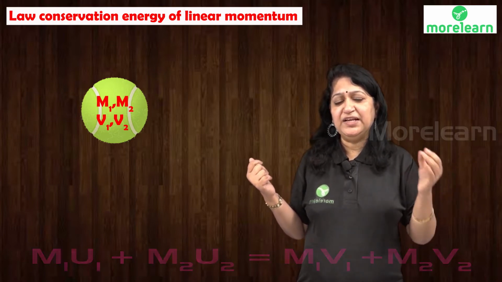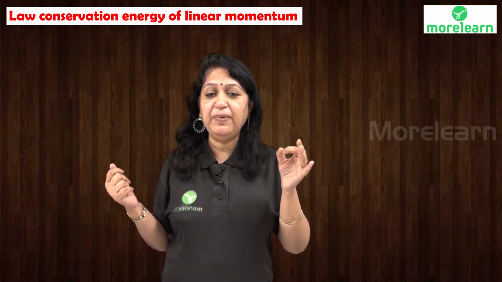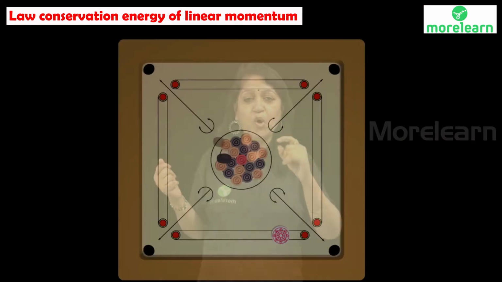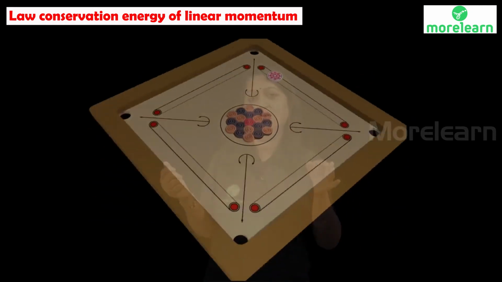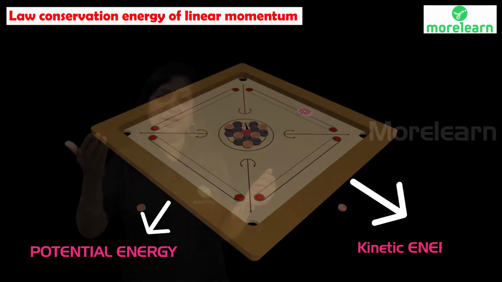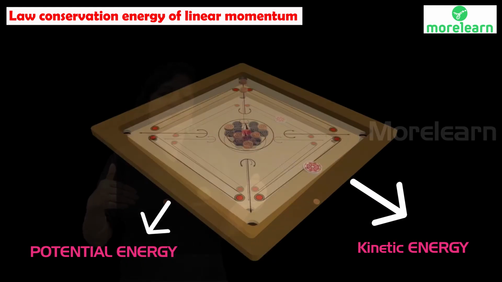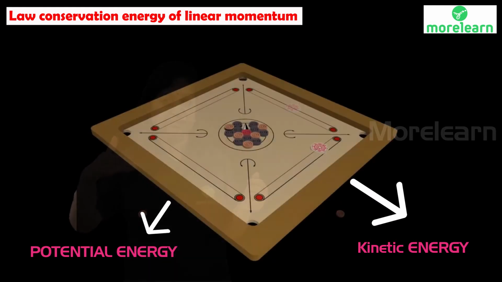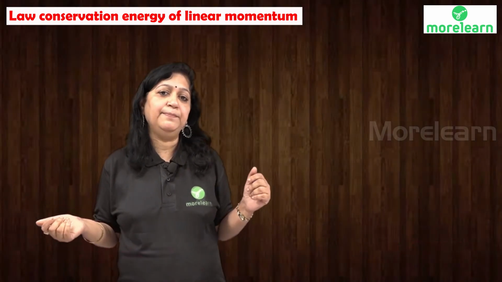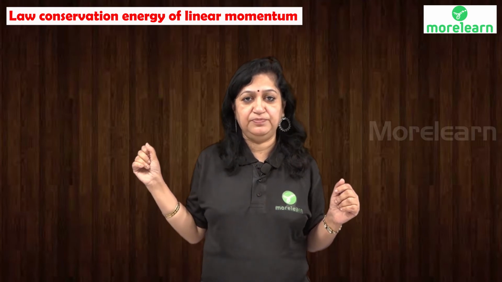Okay. So an example of this linear motion is carom. When we are playing carom, the energy from our hand strikes that particular coin, the potential energy changes to kinetic energy, and the energy exerted by us is equal to the energy generated after the collision. So this is an example of the conservation of energy in linear motion.